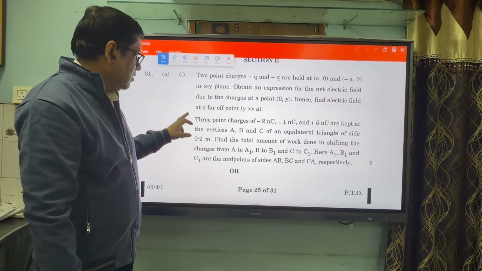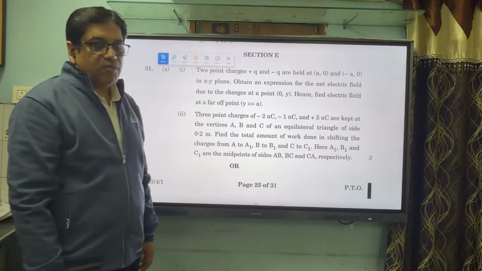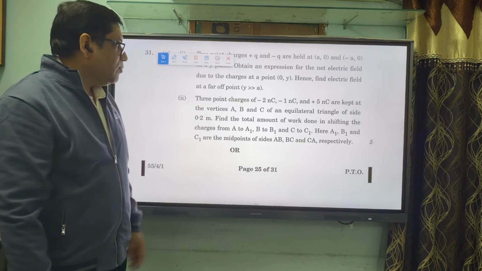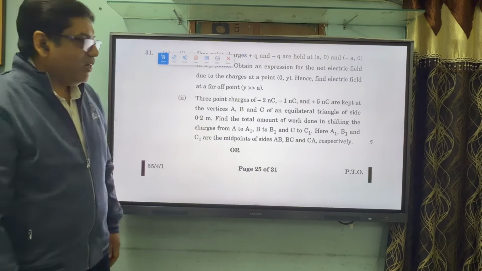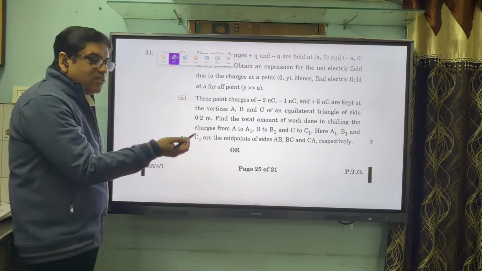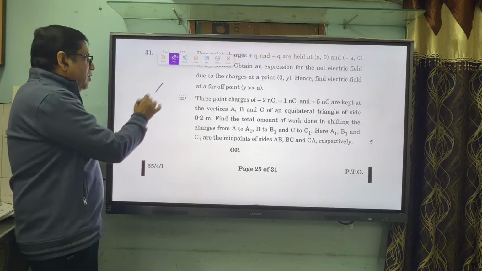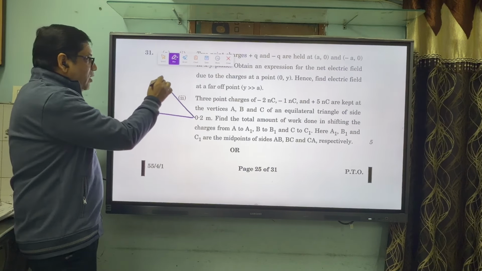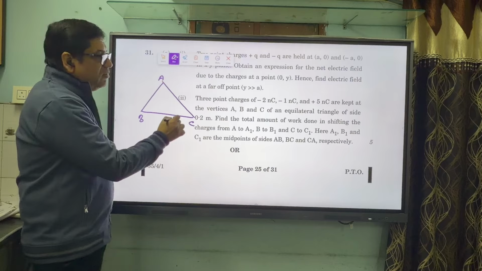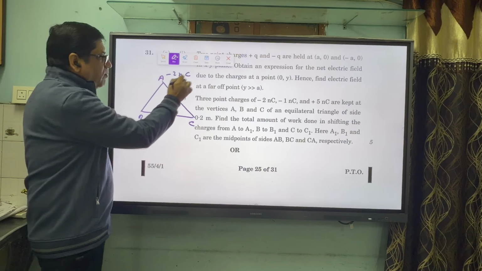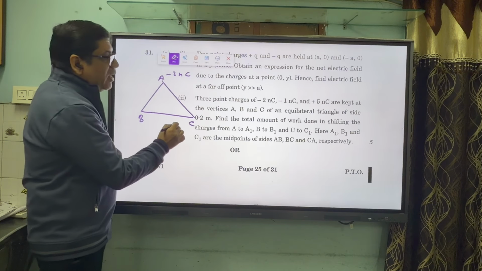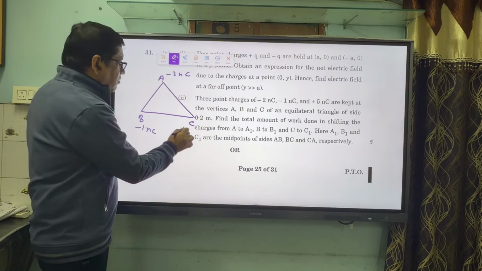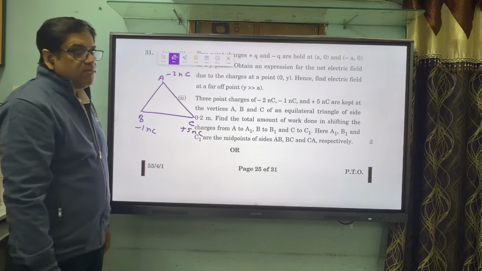Okay. Next, B part. Second part of this. In this, there are three charges placed on vertices of a triangle. ये पोटेंशियल एनर्जी का क्वेश्चन है और नॉर्मली हर साल पोटेंशियल एनर्जी का क्वेश्चन आएगा ही आएगा. आपको ध्यान रहे A पॉइंट, B पॉइंट, C पॉइंट, -2 नैनोकूलम at A, at B -1 nanocoulomb, at C +5 nanocoulomb.